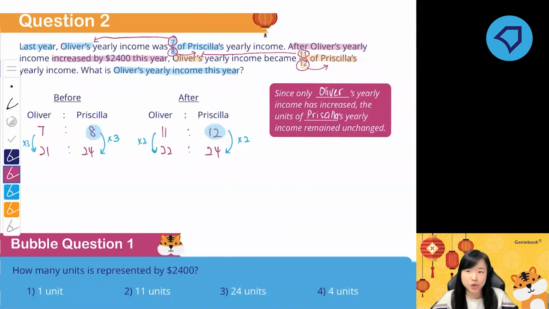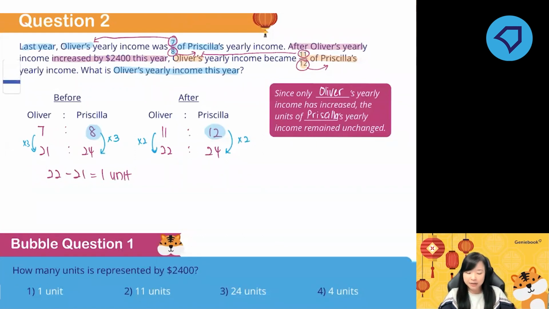Why we choose 24 is because we choose the smallest multiple. You can also have other common multiples of 8 and 12. Is everybody okay? Yes, there are a few options, but you follow my solution. If you compare Olivia, before is 21, after is 22. So the change will be 22 minus 21, which will give us 1 unit. That is the answer for bubble question 1. Now let's move on.